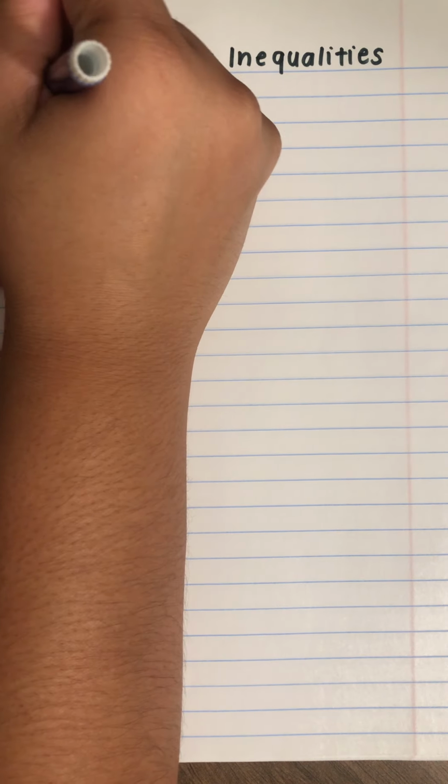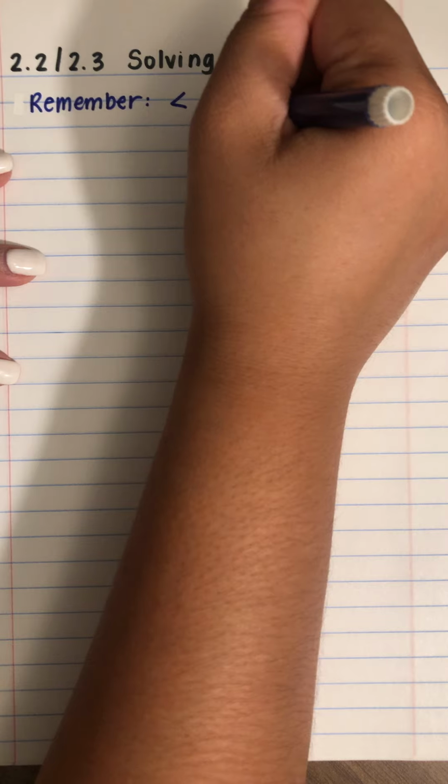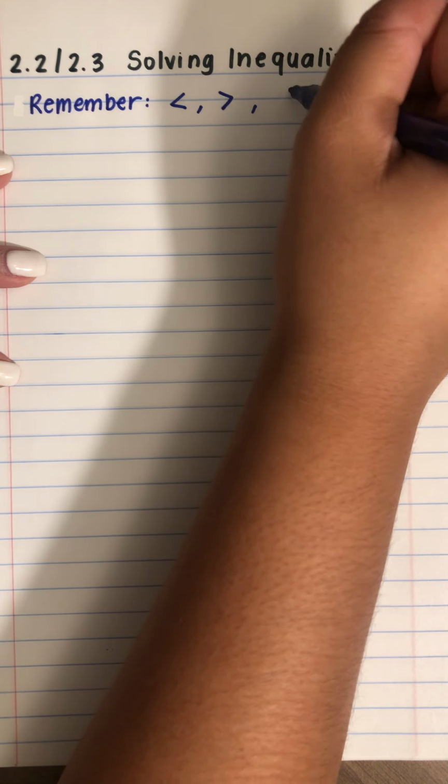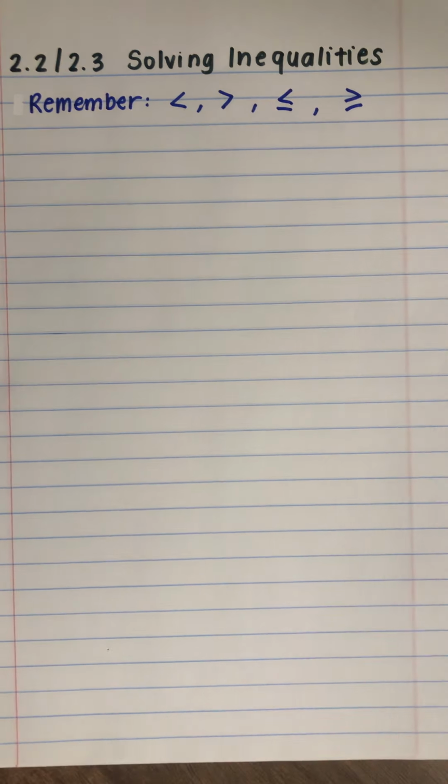Alright, good morning guys. Today we are going to jump into sections 2.2 and 2.3 and we're going to be solving inequalities. So in chapter 1, you guys, we just finished up solving equations and now we're going to be solving inequalities. So remember that the signs and the symbols we're going to be working with are less than, greater than, less than or equal to, and greater than or equal to.